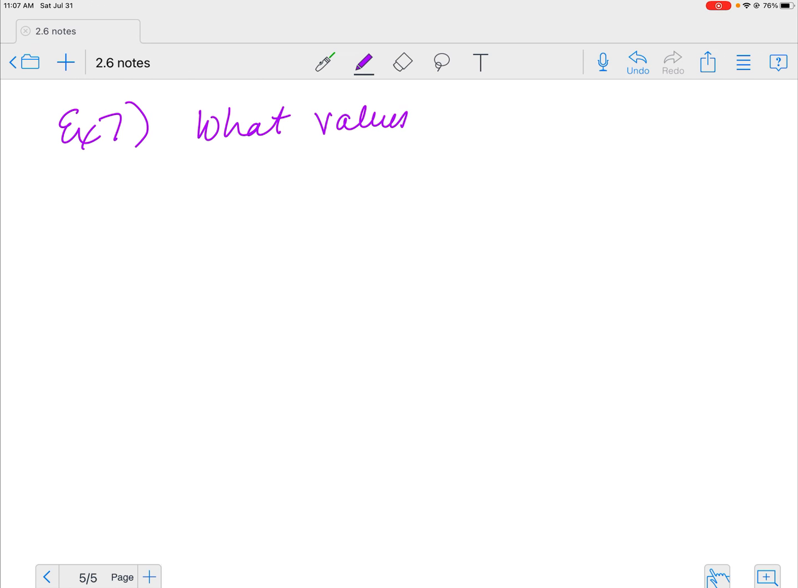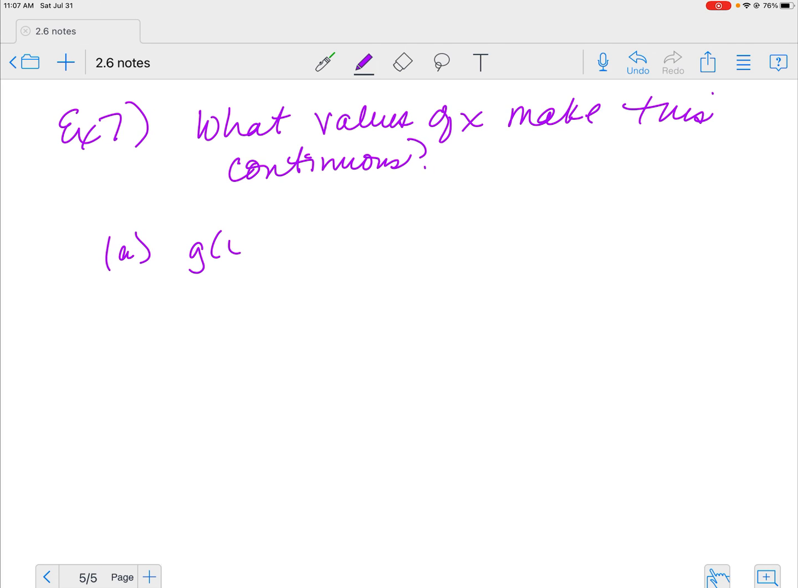What values of x make this continuous? That's the question here. So here's part A. g(x) is equal to the square root of 9 minus x squared. Now, if you think back to your algebra days, when the x squared is in the back, then that's not infinite. So I know that when my x squared is in the back, I'm going to say, okay, what value's here? 9 minus x squared has to be greater than or equal to 0.